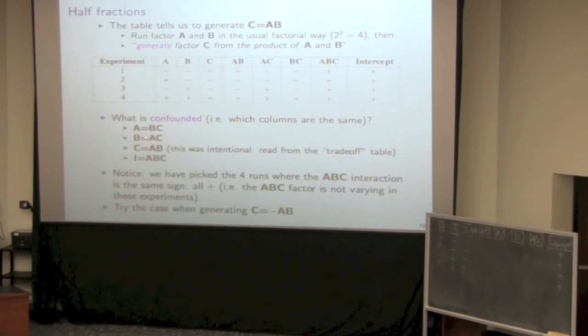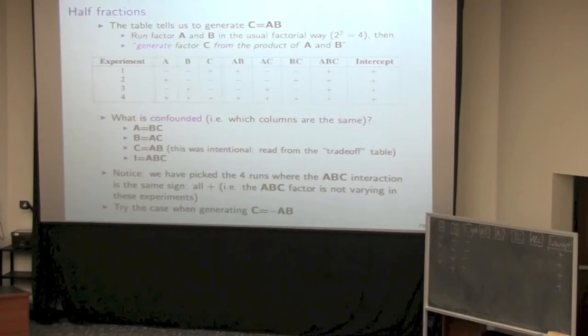Similarly, the second row there, B equals AC, the interpretation of that is that the AC two-factor interaction cannot be told apart from the B main effect. The C main effect cannot be told apart from the AB interaction. And similarly, the ABC effect, that three-factor interaction, is going to be wrapped up into the intercept. So, that's the interpretation of that.